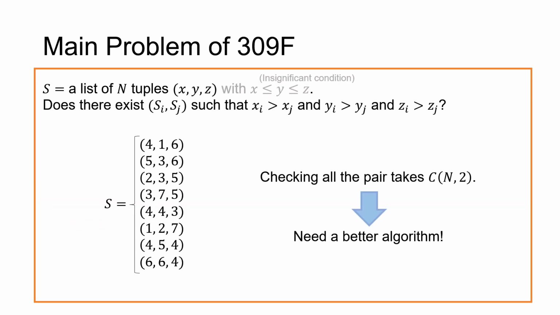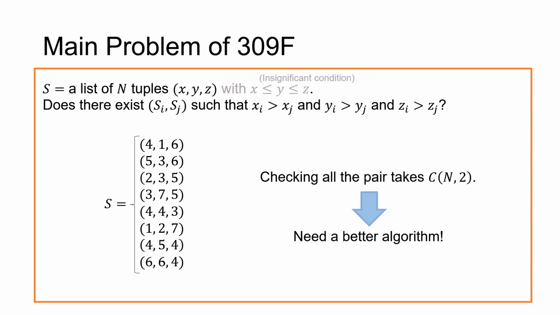Now, we come to the main problem of 309F. We assume that the variables of each tuple in the array S are in ascending order, and our problem is to determine whether there exists a pair Si and Sj such that each variable in Si is less than the corresponding variable in Sj. We will focus on this problem from now on.